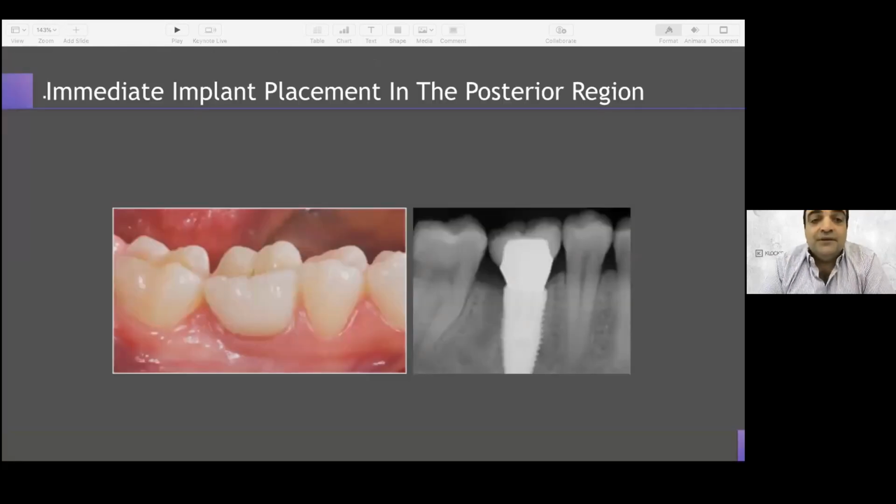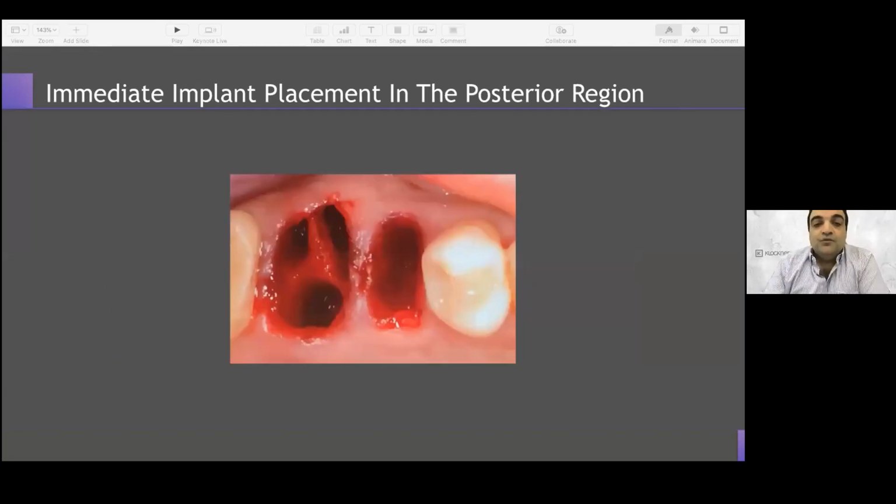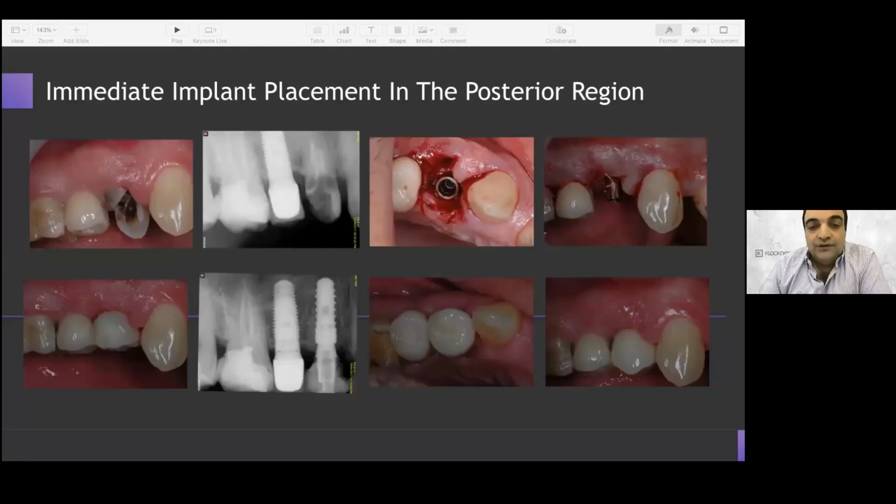What about immediate implant placement in the posterior region? In the posterior region, we have the premolar region and the molar region. For the premolar region, when we have a one-rooted premolar, it's similar to what we are doing in the anterior region. We are going to get our immediate stability from the palatal bone, or we are going to search for 3 to 4 millimeters apical to the root apex.